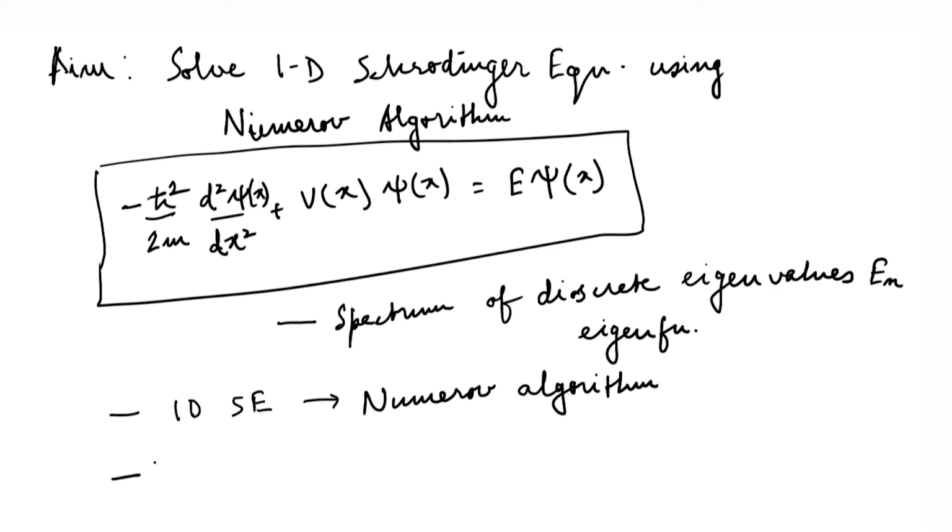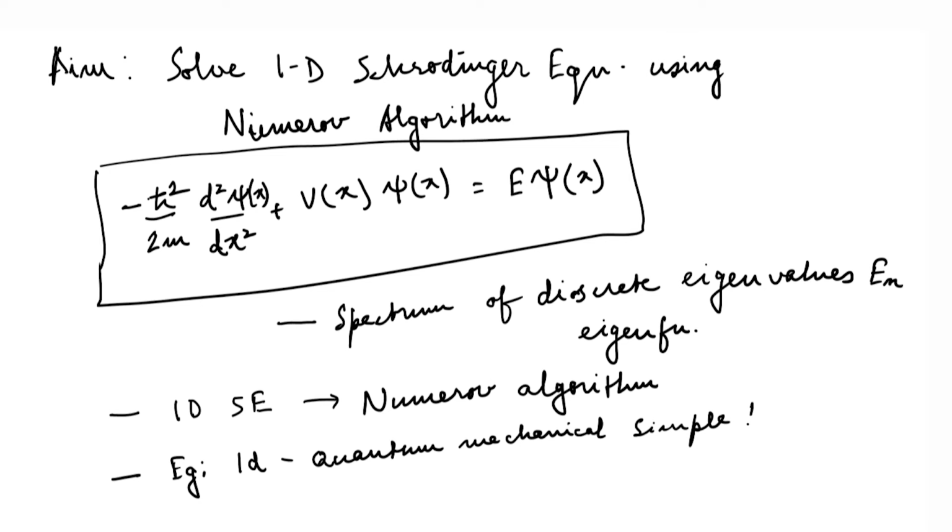And then we will take an example, which will be my 1D quantum mechanical simple harmonic oscillator. So, this is the plan of what we are going to cover in this part of the course.